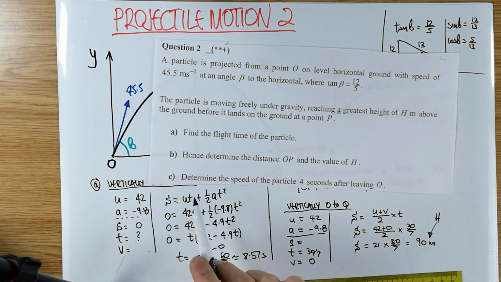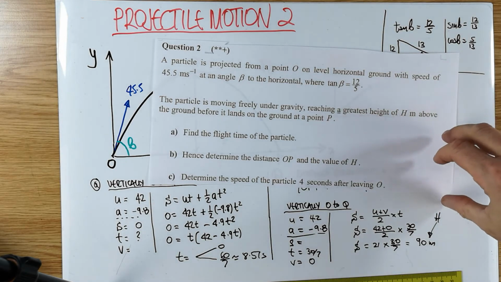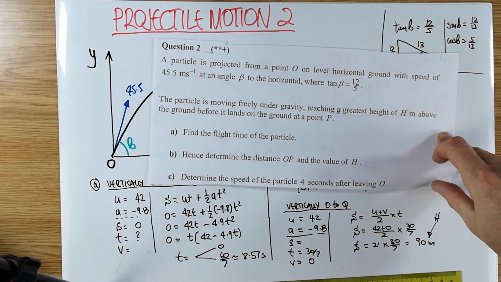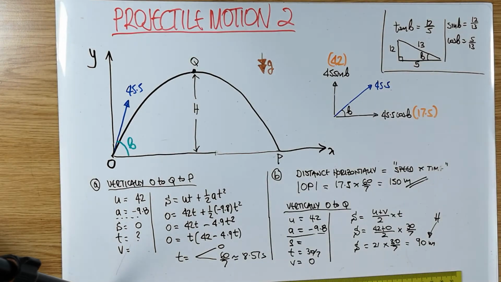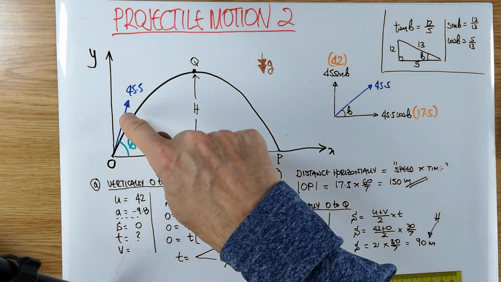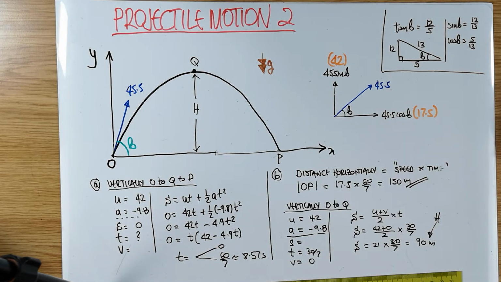Lastly, determine the speed of the particle 4 seconds after leaving O. In other words, 4 seconds after it got projected. So, first of all, just to get our head around this, where is the particle at that point? Is it on the way up? Is it on the way down?